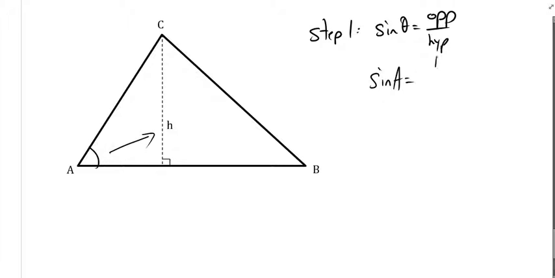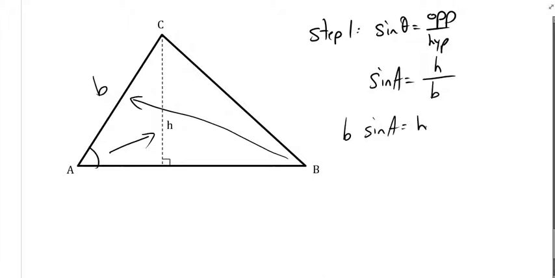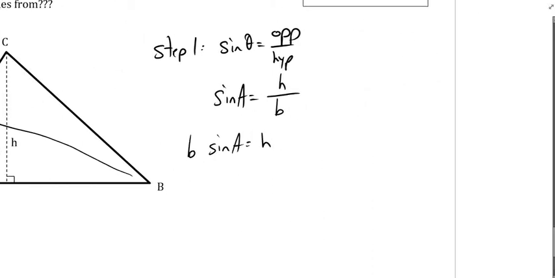h. What's the hypotenuse in this triangle over here? It's b, right? Little b. Are we okay with that? And I'm just going to rearrange this, bring the b over to solve for h, okay? Don't ask why, you'll understand in a minute.